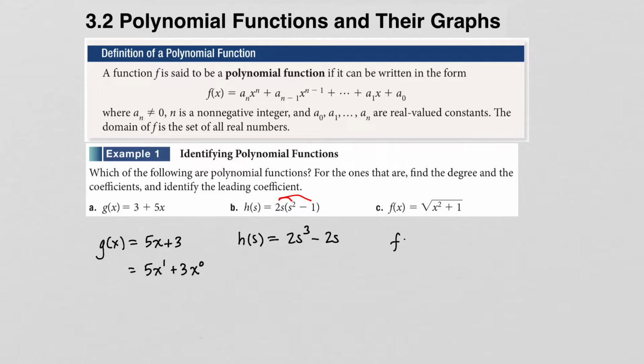In the third part, we have f of x is equal to the square root of x squared plus 1. So even though x squared plus 1 would be a polynomial, the fact that you have a square root around the variable makes this not a polynomial. So this does not fit the form of what we have up above. So, in summary, yes, this is a polynomial function. Yes, this is a polynomial function. And no, this one here is not a polynomial function.